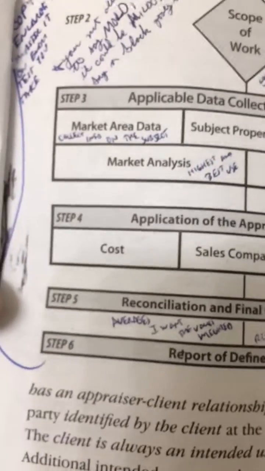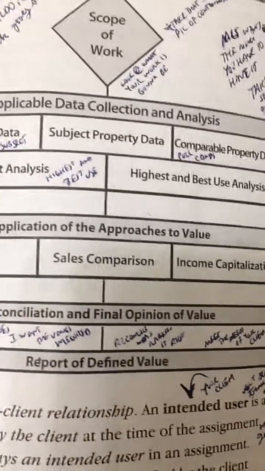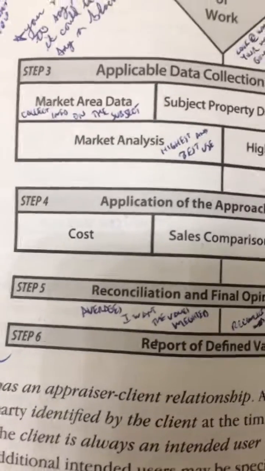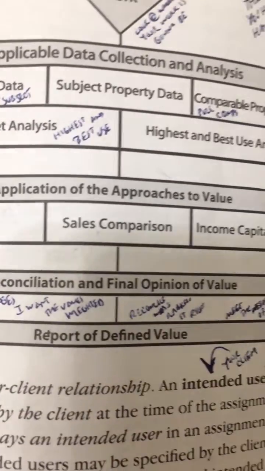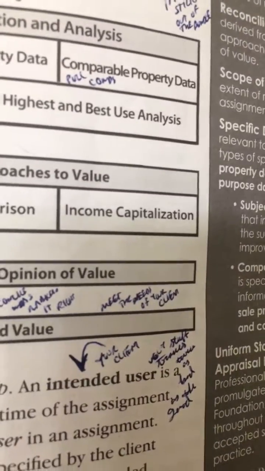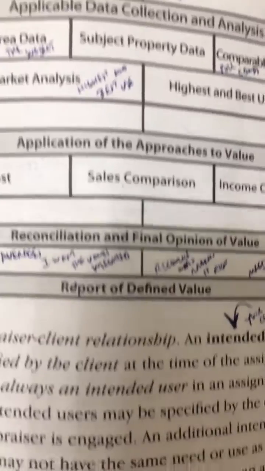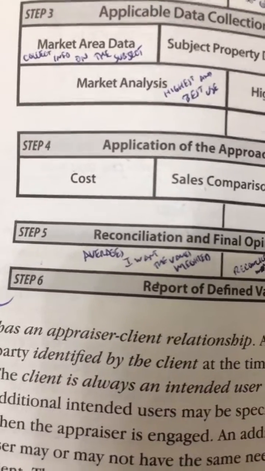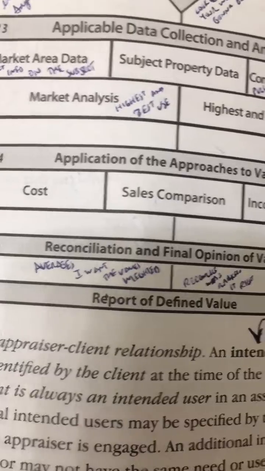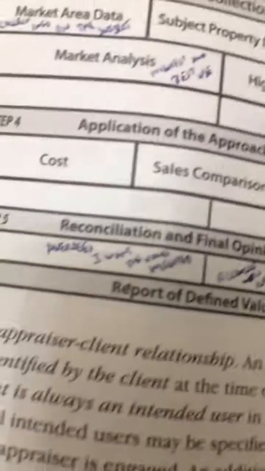Underneath that, you come to step number 4, application of the approaches to value: cost approach, sales comparison approach, income capitalization approach. Underneath that, you get step number 5, reconciliation and final opinion of value.